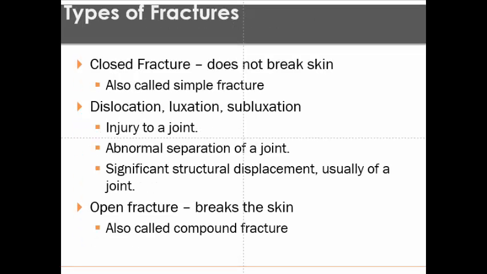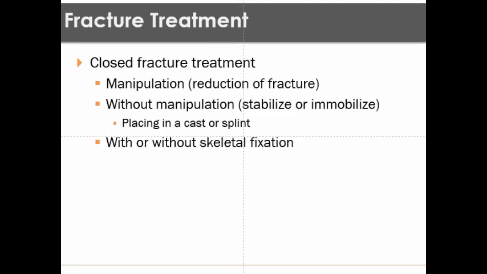Let's review the types of fractures. First, you can have a closed fracture, which does not break the skin. You can have a dislocation, luxation, or subluxation, and all of those terms are interchangeable. The definition is the injury to a joint, abnormal separation of a joint, or a significant structural displacement, usually of a joint. You can also have an open fracture, which would break the skin, and that's also called a compound fracture.